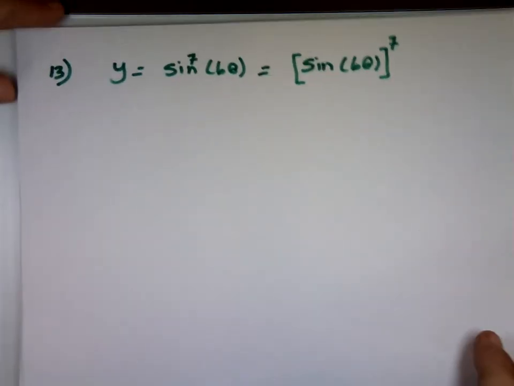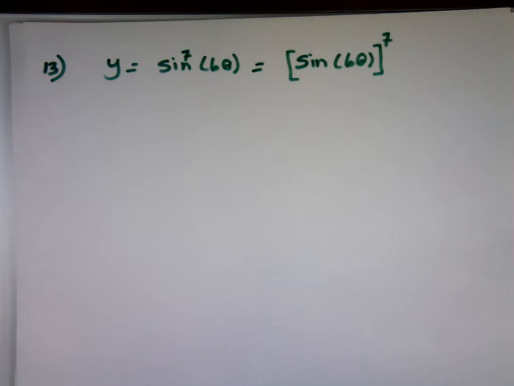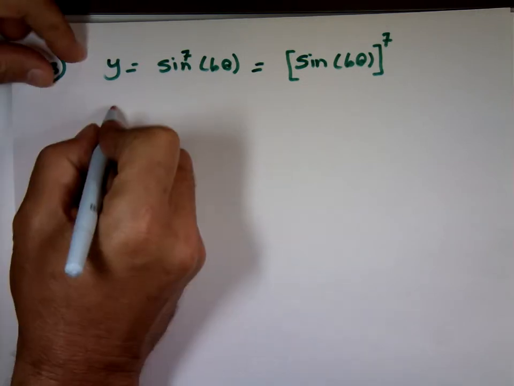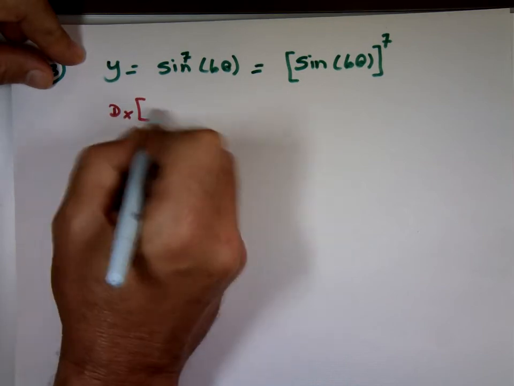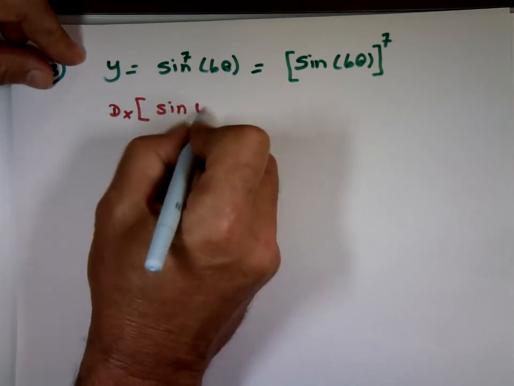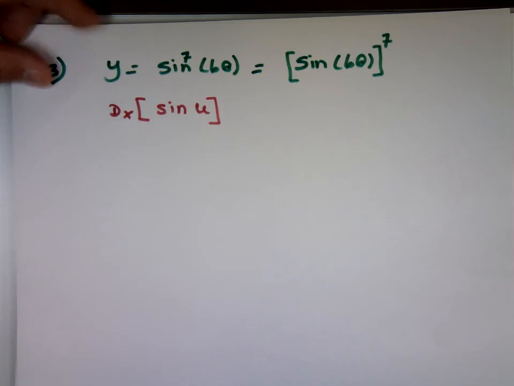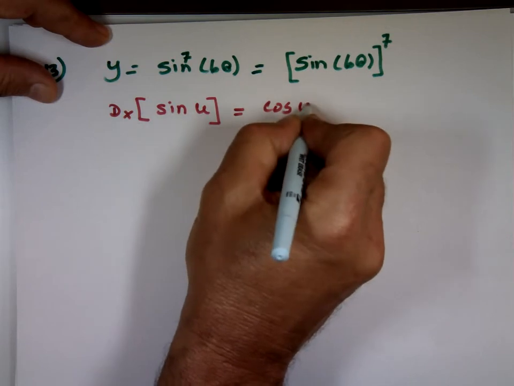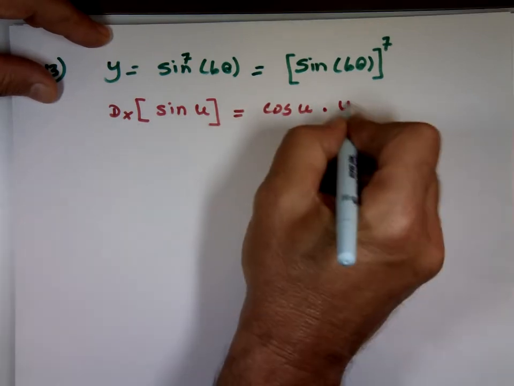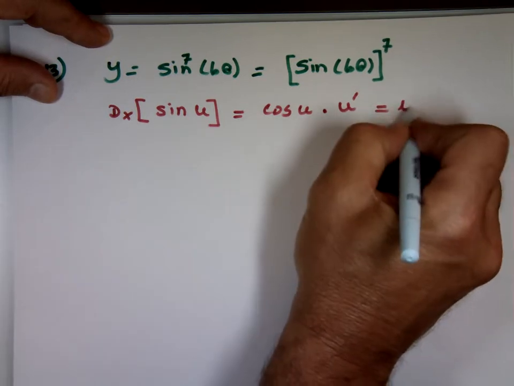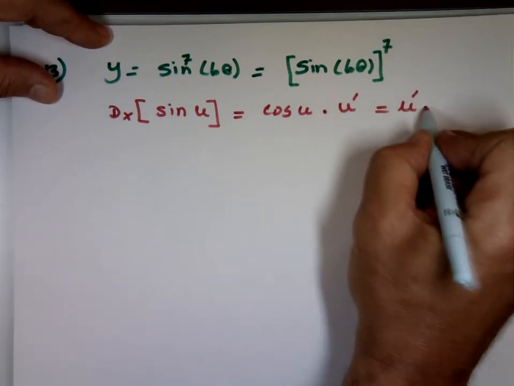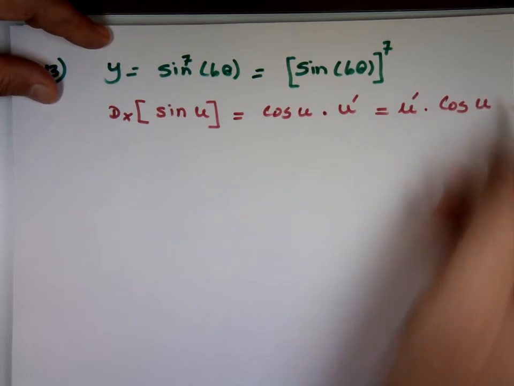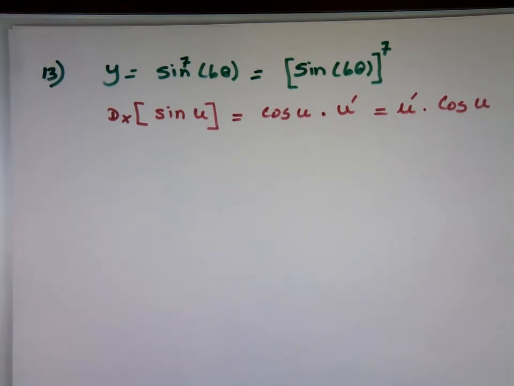Number 13. Well, before we do that, let's look at our book. And one of the rules says, what's the derivative of sine u? Before we do anything, it's cosine u times what? u prime. So a lot of times you'll see that we like to put the u prime first. u prime times the cosine of u. That's going to come in handy.